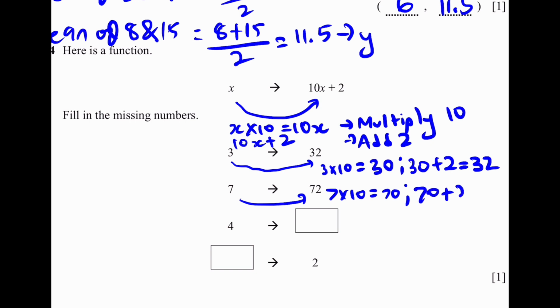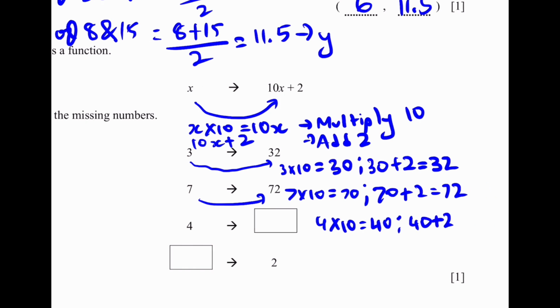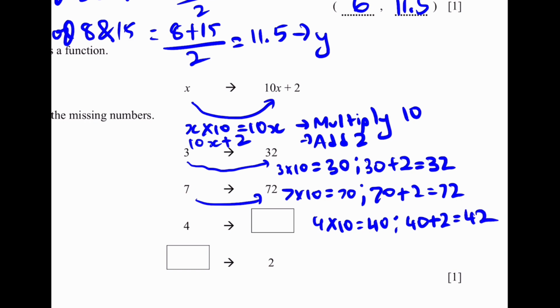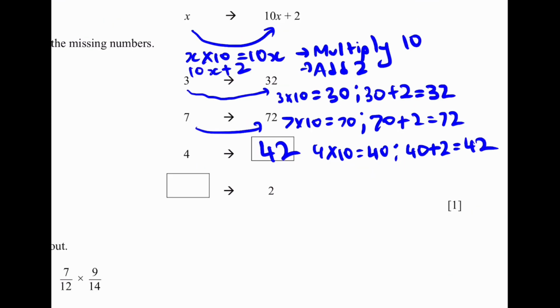70 plus 2 equals 72. Now we need to find out for 4. So 4 multiplied by 10 is 40. 40 plus 2 equals 42. Let's fill that in.